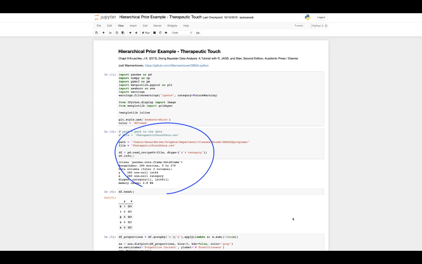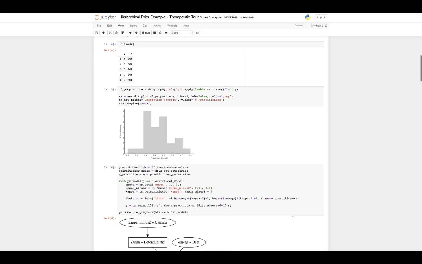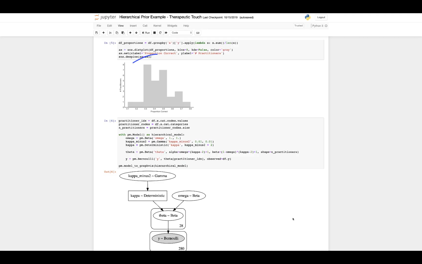And then we load the data. Again, you have to enter your own path for where you've got the data. When we look at these data, we've got the response, y, which is 0, 1, and then we've got a categorical variable, which is just giving us the designator for each one of the 28 practitioners. We can look at the proportion of correct answers by the practitioners, and you can see that it ranges from almost none right, 0.1, to quite a few correct, 0.8. So the practitioners are spread quite a bit over the range of possibilities in terms of their performance.